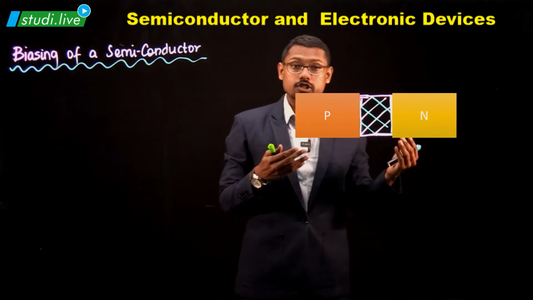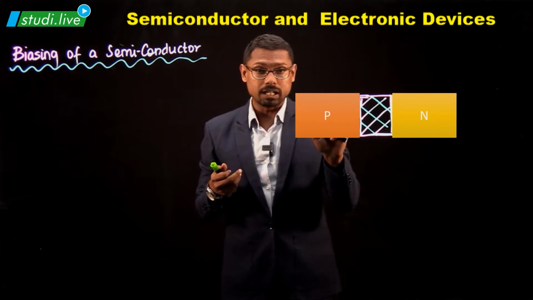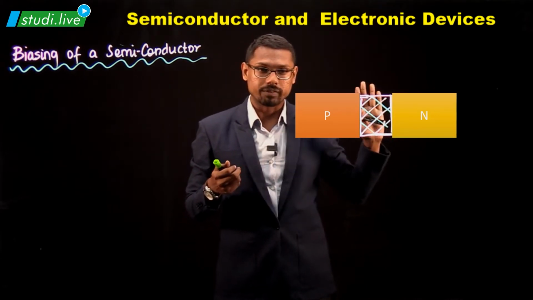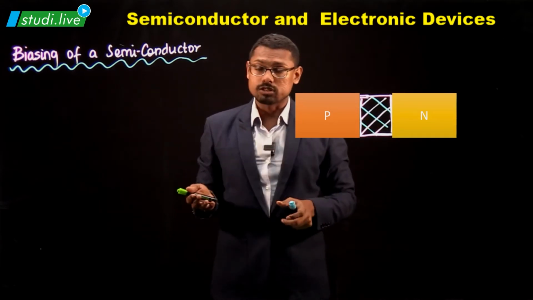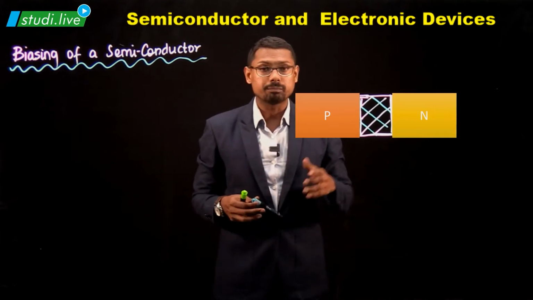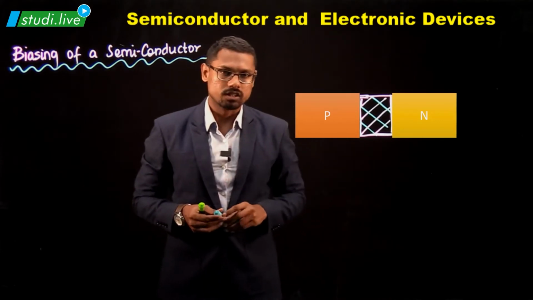We know that this is a PN junction diode where I've got a P-type semiconductor and an N-type semiconductor fabricated, forming a depletion region. This depletion region is also referred to as the potential barrier, and we have learned about the details of a PN junction diode in our previous videos.